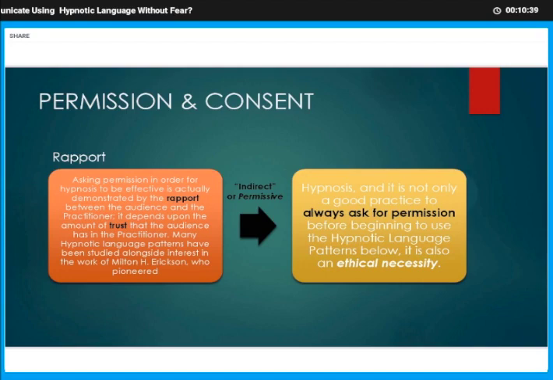So it's always a good practice to make sure that in your mind you are asking for permission to help the person, asking for permission to allow them to connect with their inner thoughts. And it's also an ethical necessity to make sure that you're not directly trying to influence, but you're indirectly and permissively influencing them in a way that they have already indicated they want to go. Okay, let's go to the next slide so that we can elaborate on this.